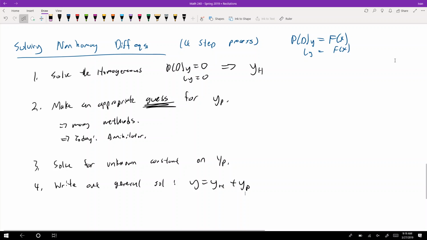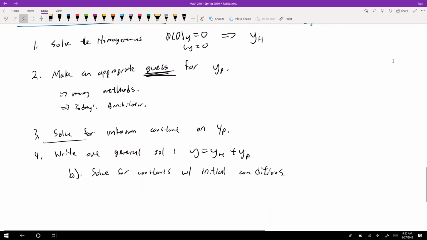Okay, and then the last step comes with, so what's the last step? It's the following. So this is like a part B. Solve for constants with the initial conditions if you're given an initial value problem. Okay, so if you're given initial conditions, you should be able to solve for every single unknown constant in your solution to your diffie-q. All right? If you're not, you should be at least able to solve for the constant on yp. Okay, so let's look at an example then.